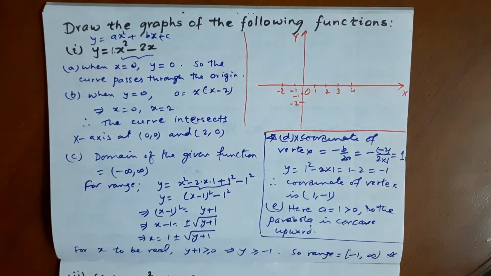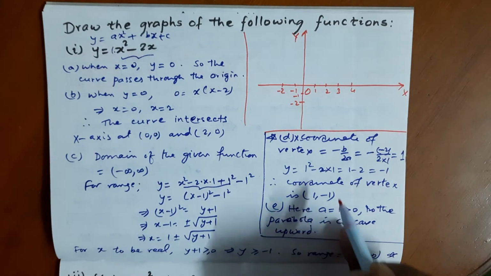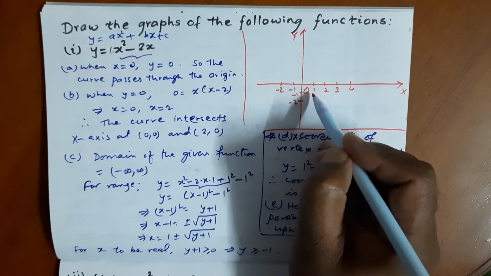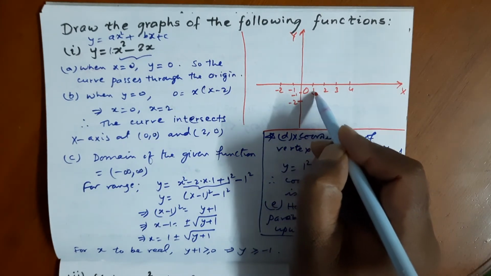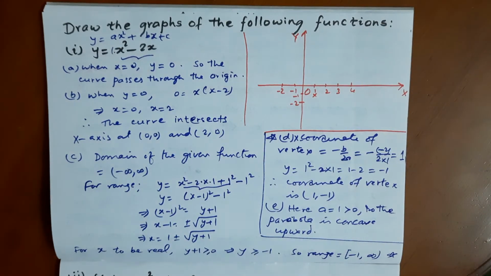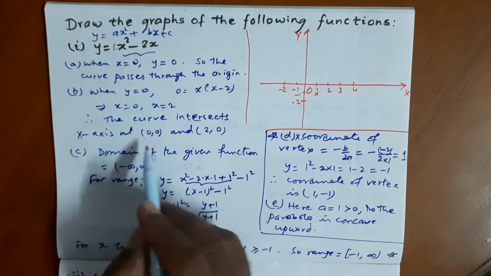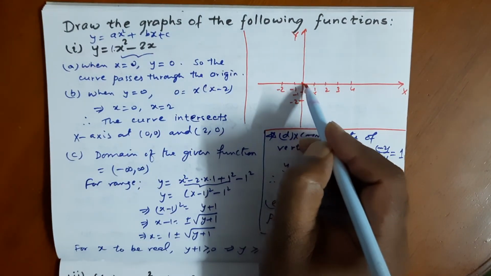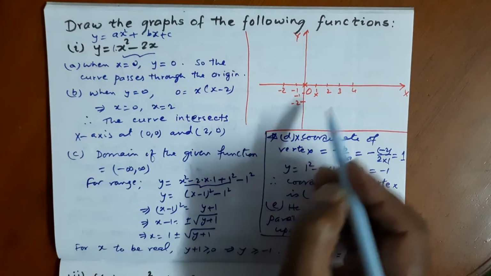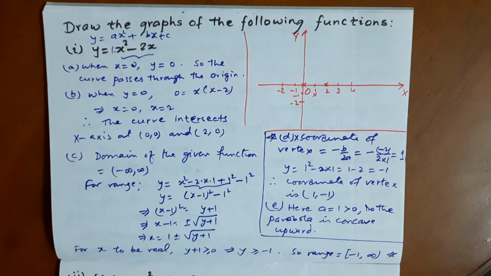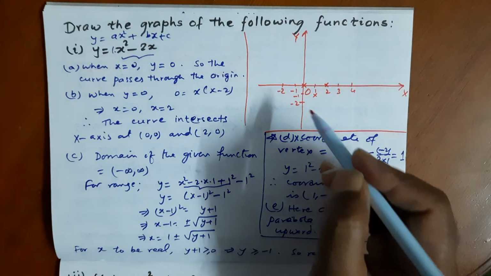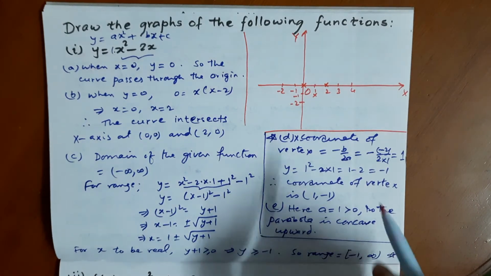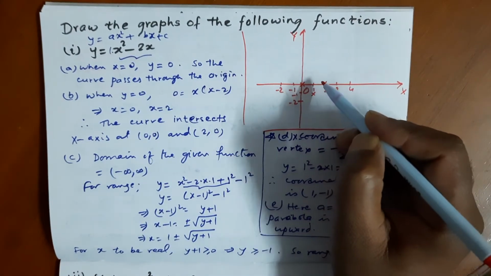Now first of all its vertex is (1, -1), x coordinate is 1 and y coordinate is minus 1, so it is somewhere here. Next, it intersects the x-axis at (0, 0), it passes through the origin here, and (2, 0), it also passes through this point. And now using these 3 points, we can sketch the graph of this.